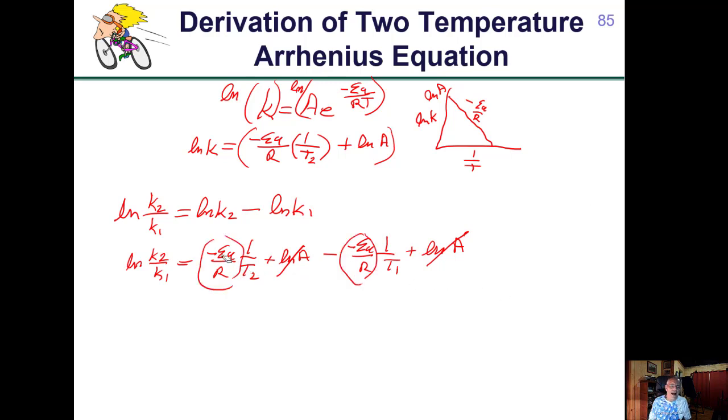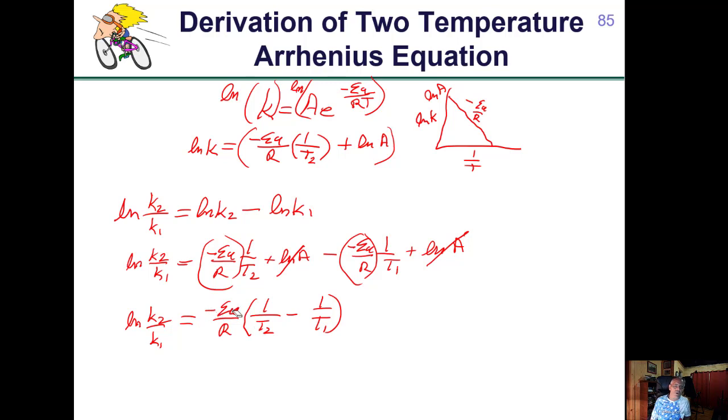Then I'm going to factor out the minus E of A over R. And so now I've got the natural log of K2 over K1 is equal to minus E of A over R times 1 over T2 minus 1 over T1. Now, this is a commonly used form of this two-temperature Arrhenius equation.